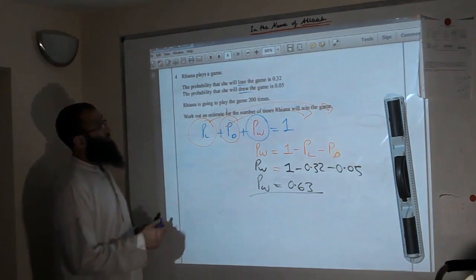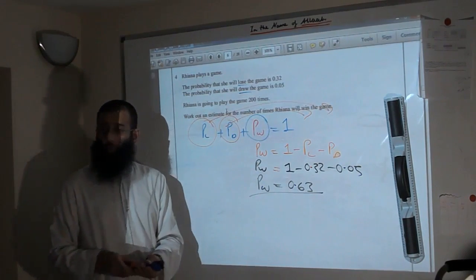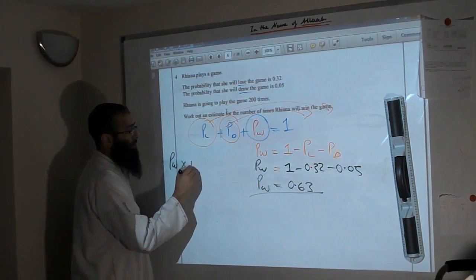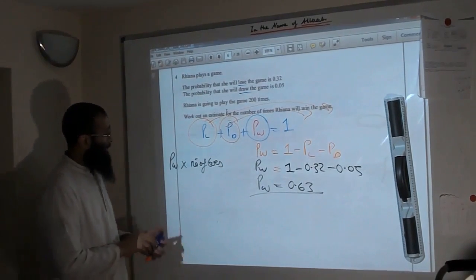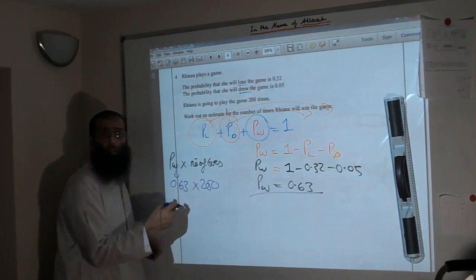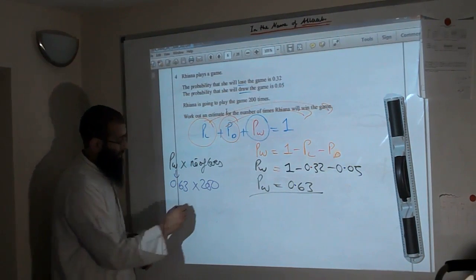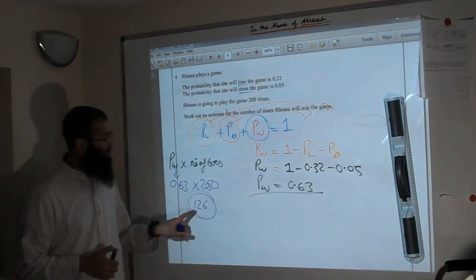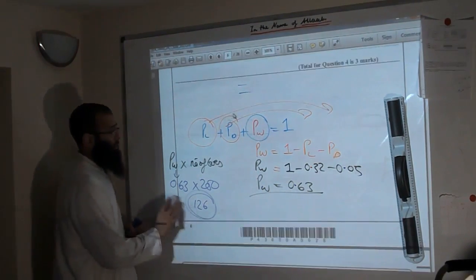Now, she's going to play the game 200 times, and the probability that she will win is 0.63. So what do we do with those two? The probability that she wins times by the number of games that she tries. So the probability that she wins is 0.63. Multiply that by 200. So she's going to win 0.63 of the time. What's that give us as an answer? 126. So she's expected to win the game 126 times. Done. Ready for the next question, folks? Yeah?